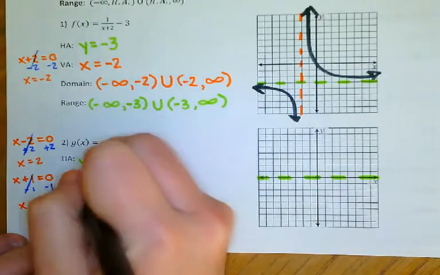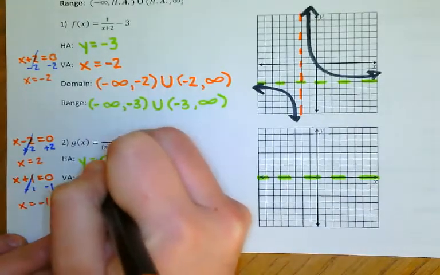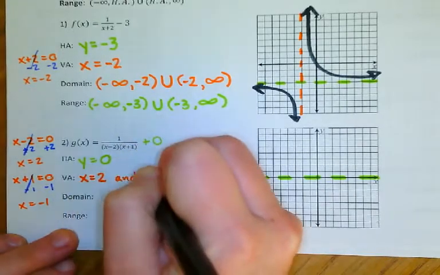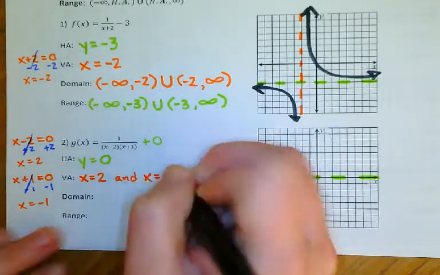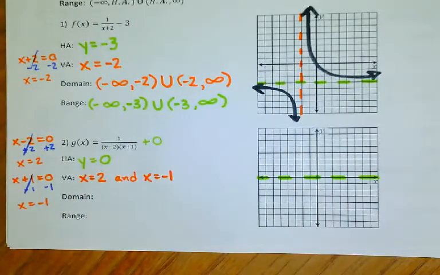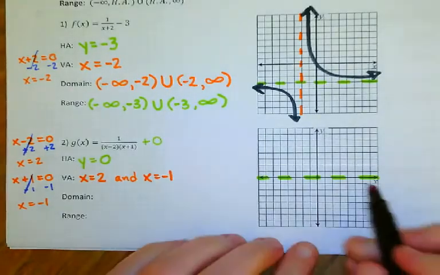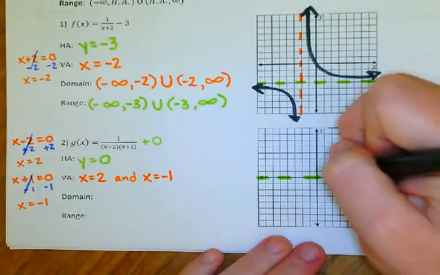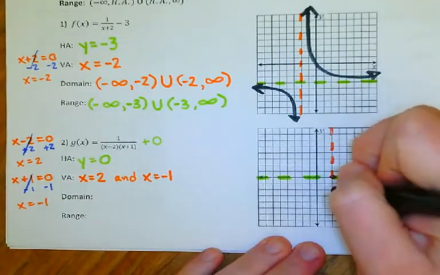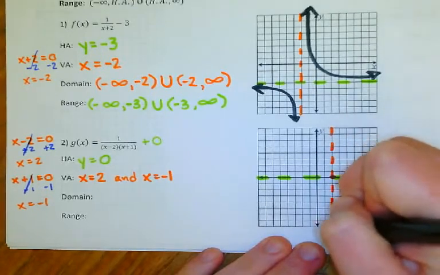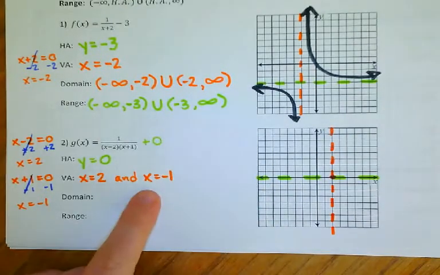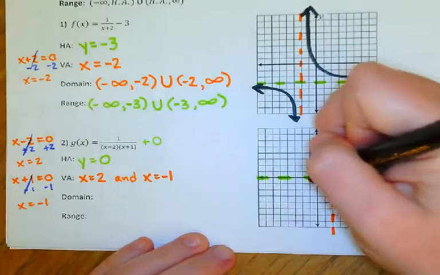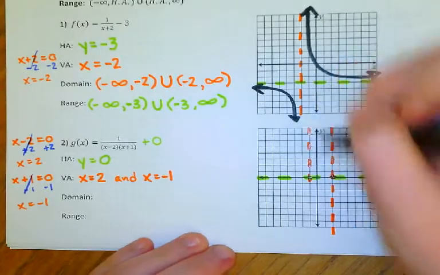So we're going to have two vertical asymptotes, one at x equals 2, and x equals -1. So x equals 2. Here's our x-axis. Number 2 is right here, and I'm going to put a vertical line going through there. Alright, then our other one, x equals -1. Here's -1, and I'm going to put a vertical line going through that.